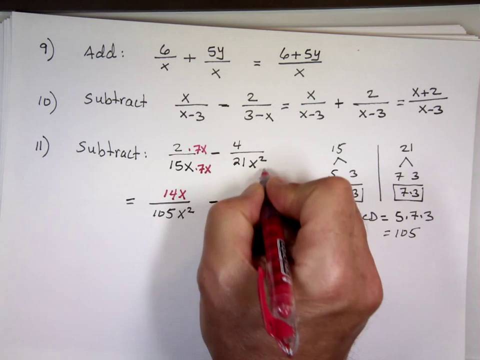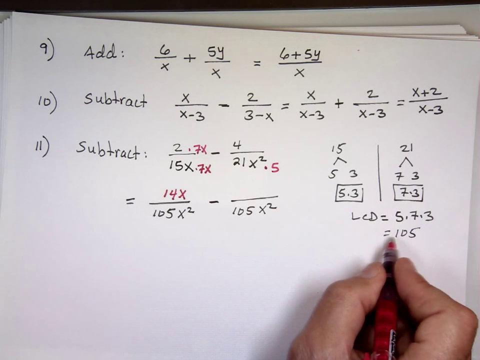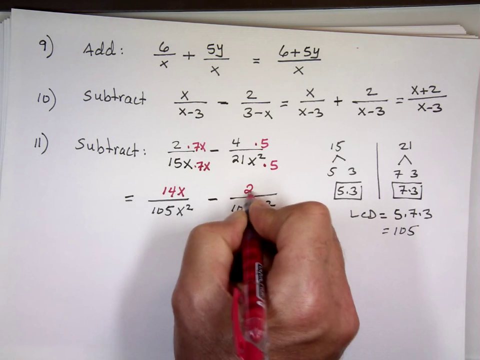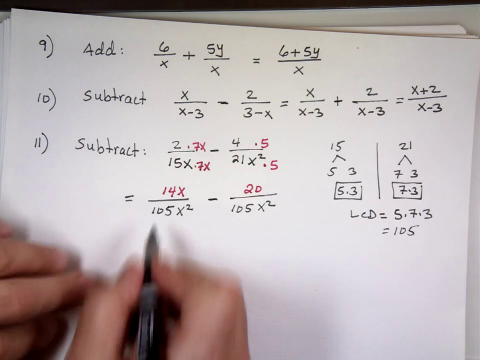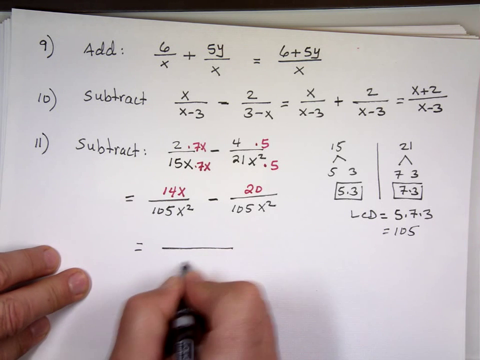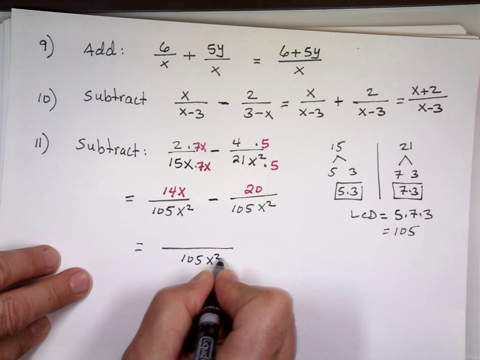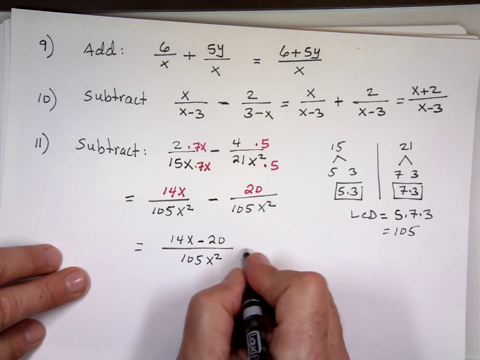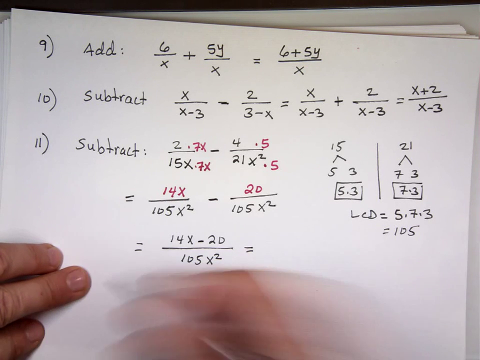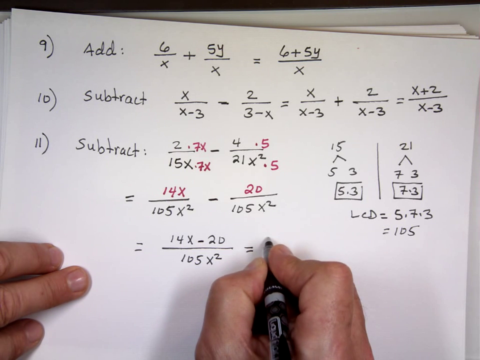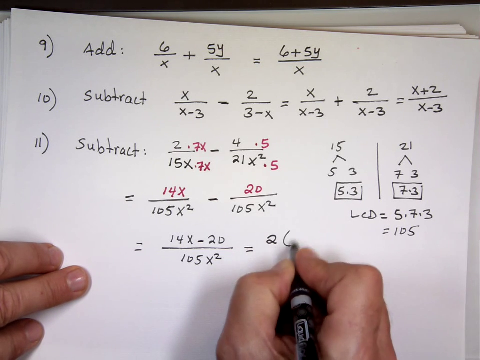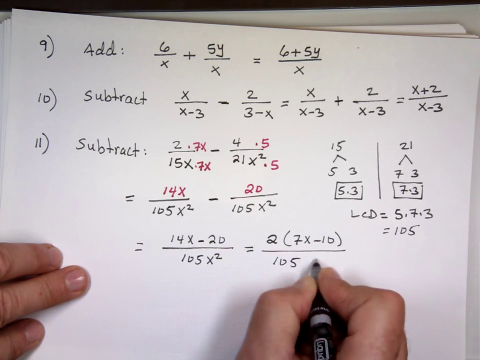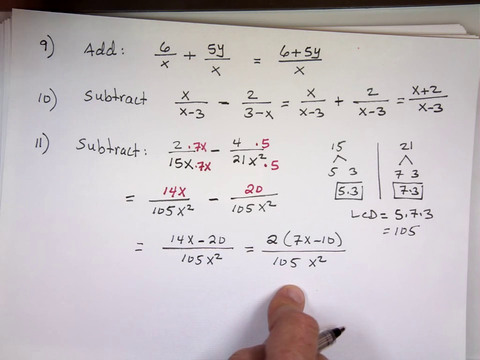This one I need to multiply by 5. 5 times 21 is 105. I already have the x squared, which means I've got to multiply this by 5. That's 20. Now these two are the same. Leave it alone, and that's 14x minus 20. The only thing I can do at this point, I recommend doing that even if it doesn't do us any good here, is factor the top. What's left is 2 here. That's 7x minus 10. The reason I recommend that is a lot of times when you get to this point you can simplify. Not in this example, but in other ones you could simplify.